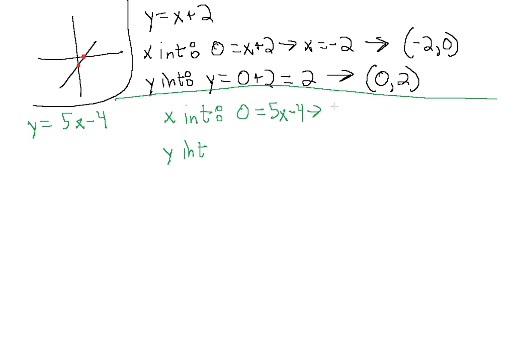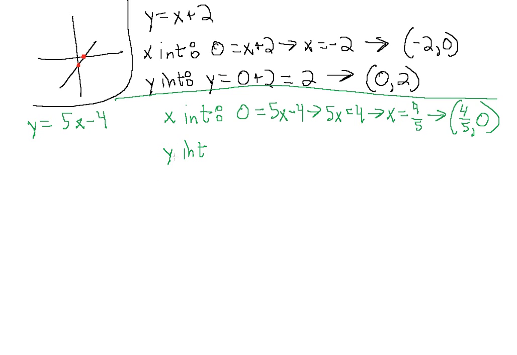Let's add 4 to both sides, so we have 5x equals 4, and divide both sides by 5 to isolate x. We have x equals 4 divided by 5. So our x-intercept is 4/5, 0. And this is our x-intercept.